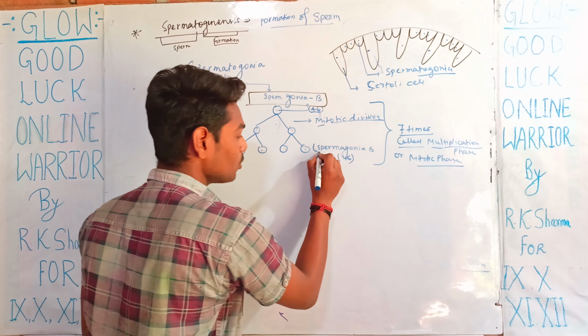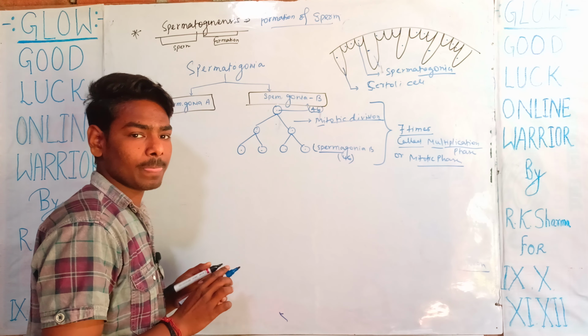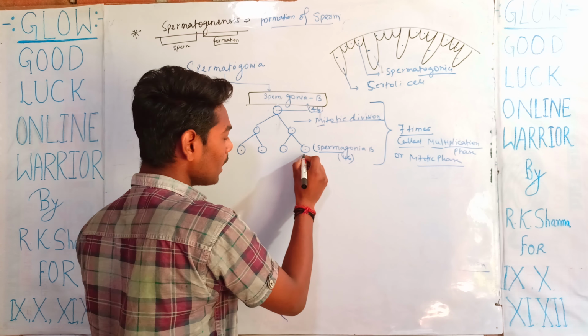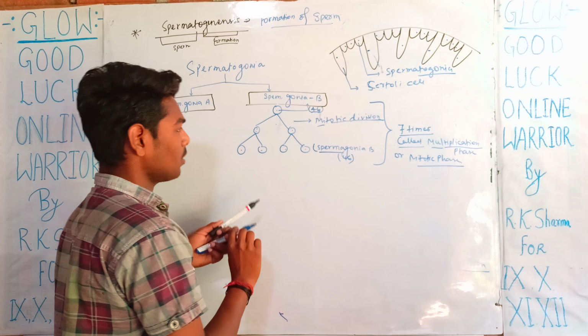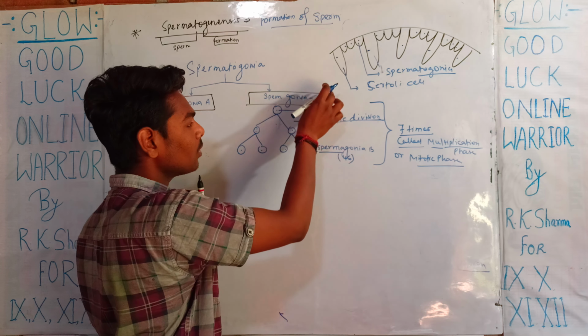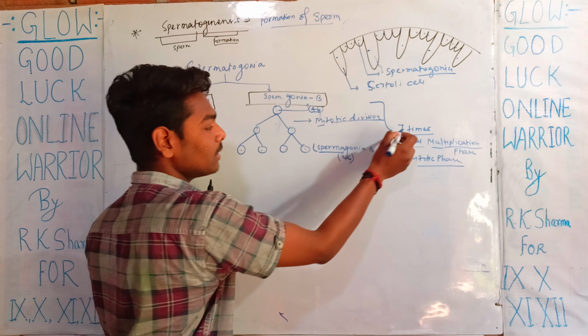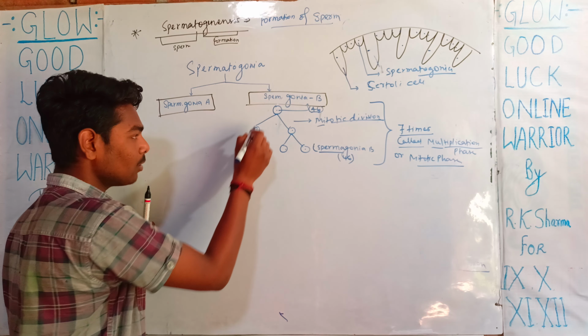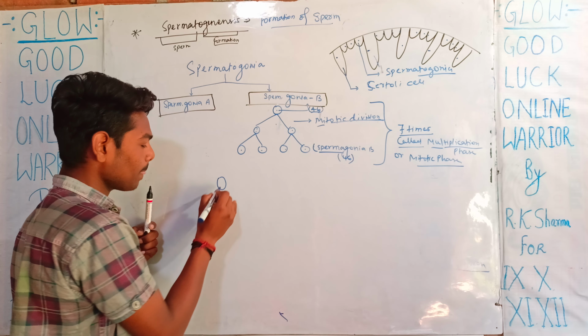So this is known as spermatogonia A, B. Okay. Now, students, I will show how many spermatogonia B are formed from one spermatogonia B. So it happens 7 times. So this is 1.